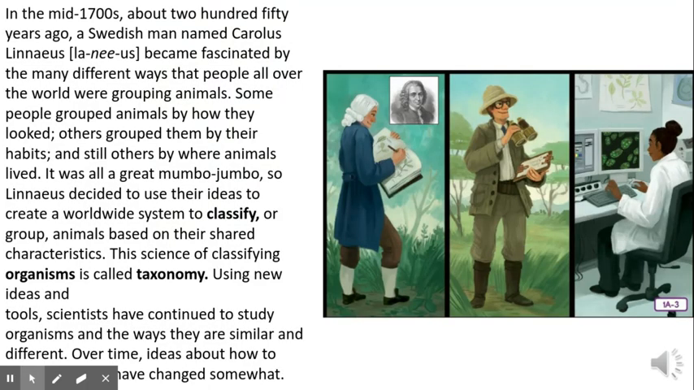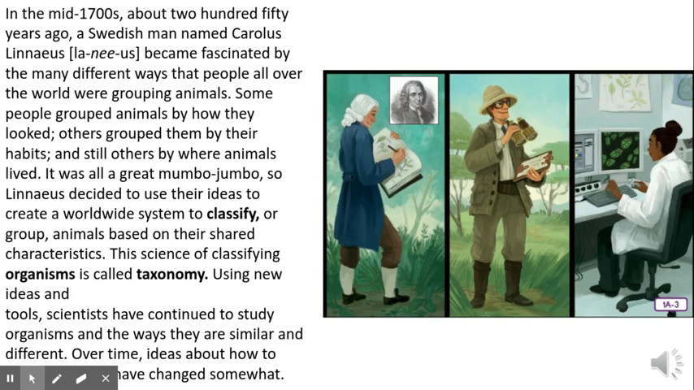In the mid-1700s, about 250 years ago, a Swedish man named Carl Linnaeus became fascinated by the many different ways that people all over the world were grouping animals. Some people grouped animals by how they looked, others grouped them by their habitats, and still others by where animals lived. It was all a great mumbo-jumbo, so Linnaeus decided to use their ideas to create a worldwide system to classify or group animals based on their shared characteristics. This science of classifying organisms is called taxonomy.